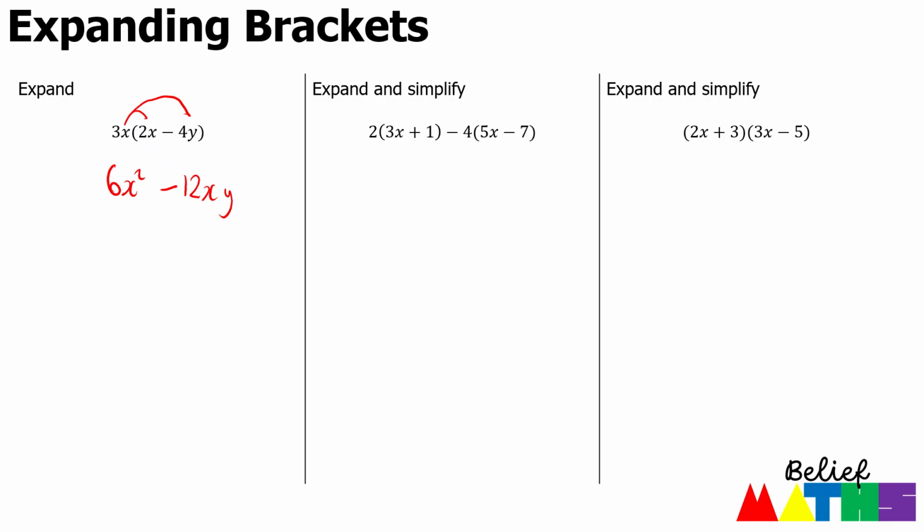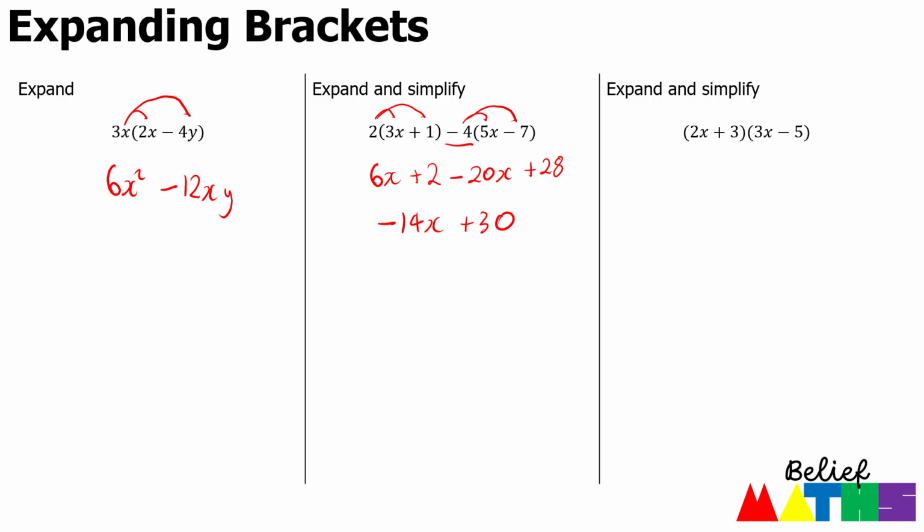The second one looks a bit more complex, but it's very, very similar. You just treat these as two separate questions. So we've got 2 times 3 is 6x, 2 times 1 is plus 2. Now here, when we multiply in, we're not multiplying in 4, we're multiplying in the negative 4 as a whole term. So therefore, we get negative 4 times 5 is negative 20x, and then negative 4 times negative 7 is positive 28. Collecting our like terms then, 6x take away 20x is negative 14x, and then 2 plus 28 is plus 30.